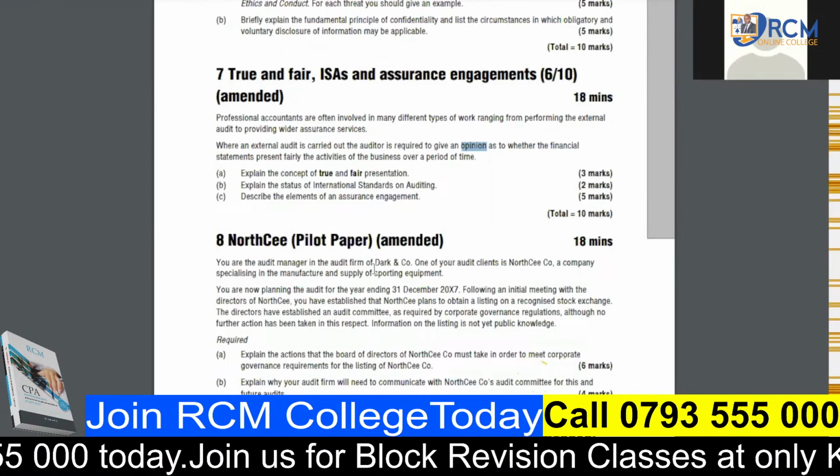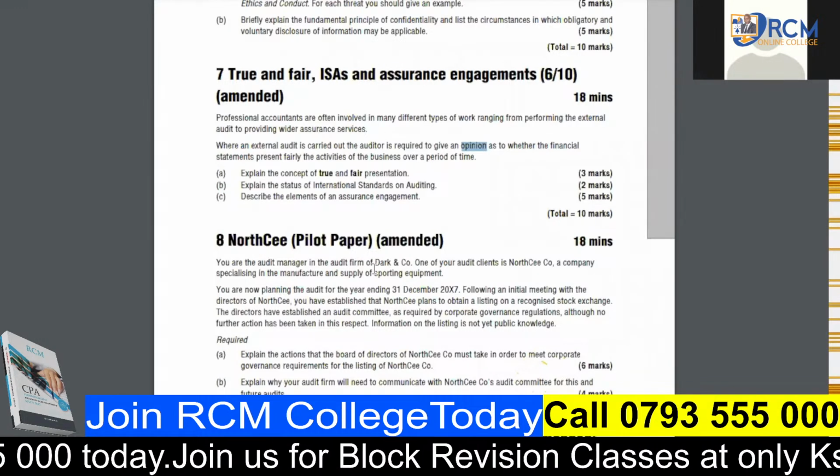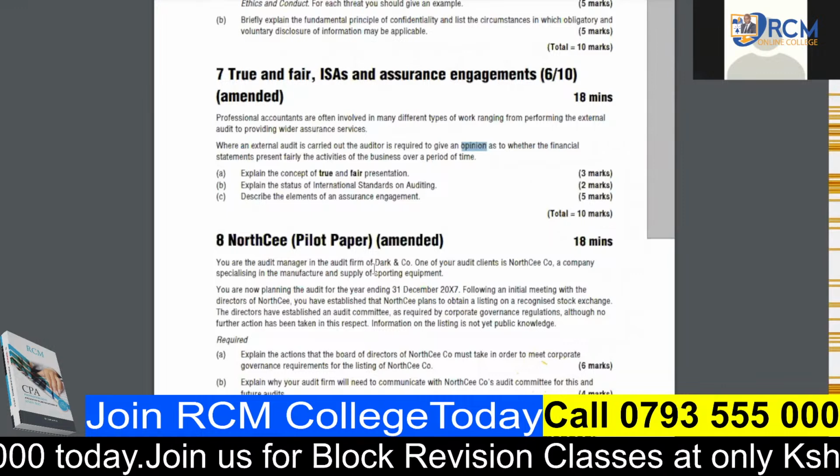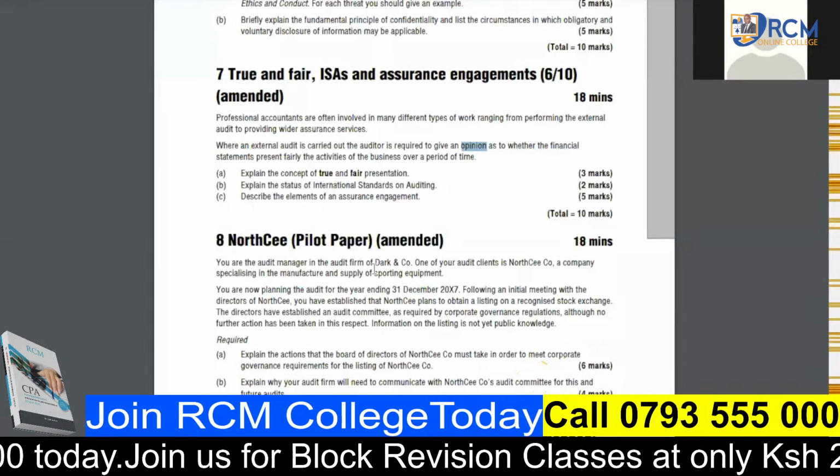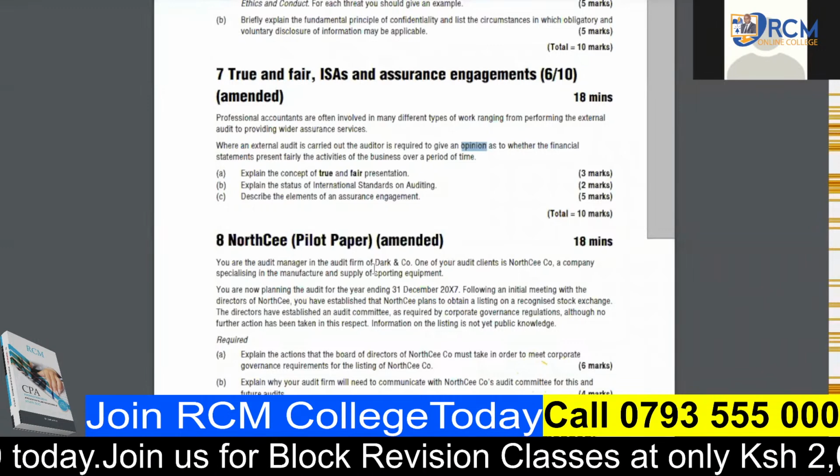So A, explain the actions that the board of directors of North Sea Company must take in order to meet corporate governance requirements for the listing of North Sea Company.